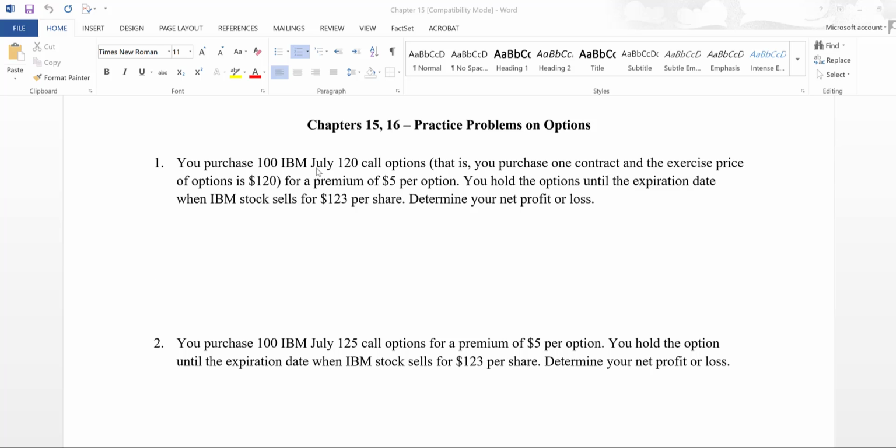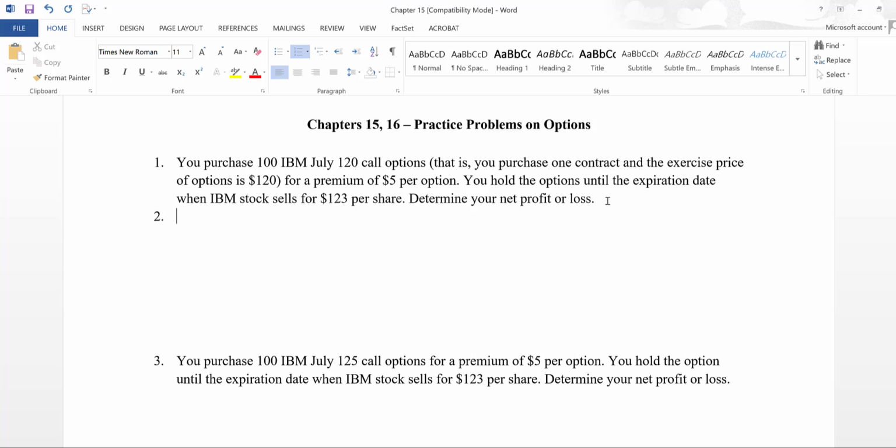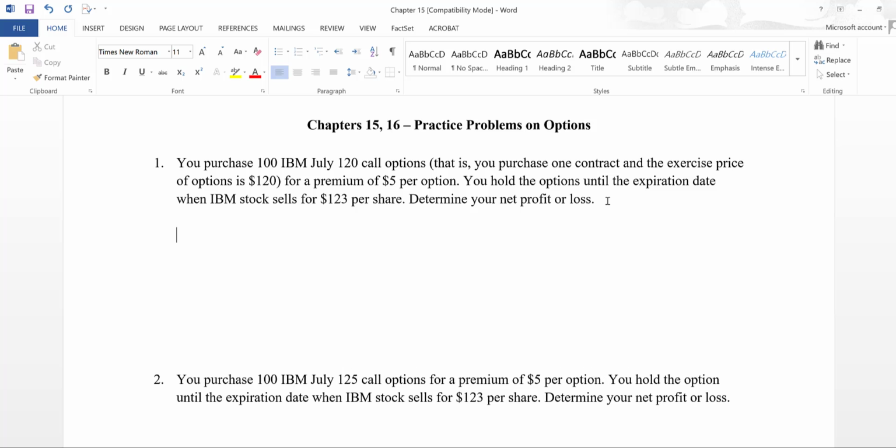Okay, so we'll go over some practice problems from chapters 15 and 16. This is the problem sheet that is posted on Titanium, and after we are done with these calculations, I'll also post my solution to these problems on Titanium. Okay, so let's go through these one by one.